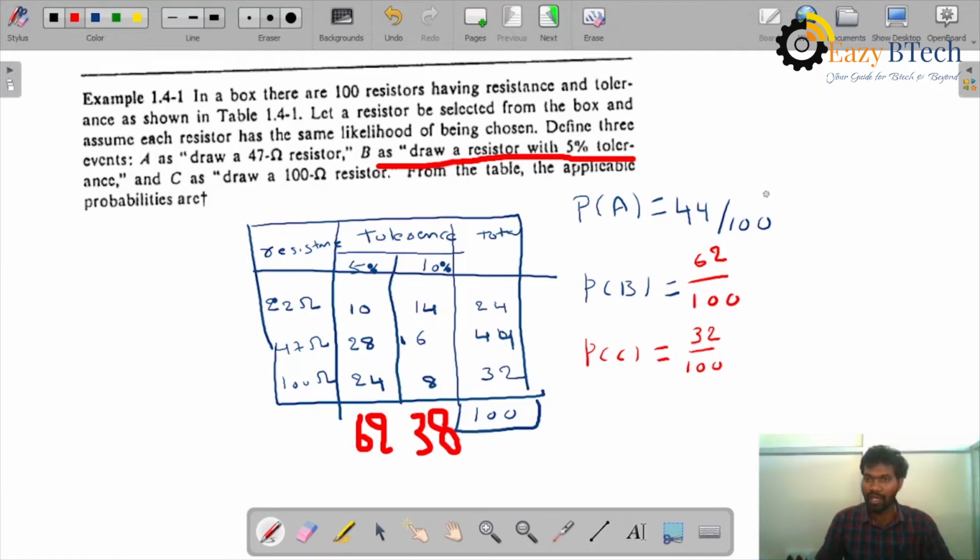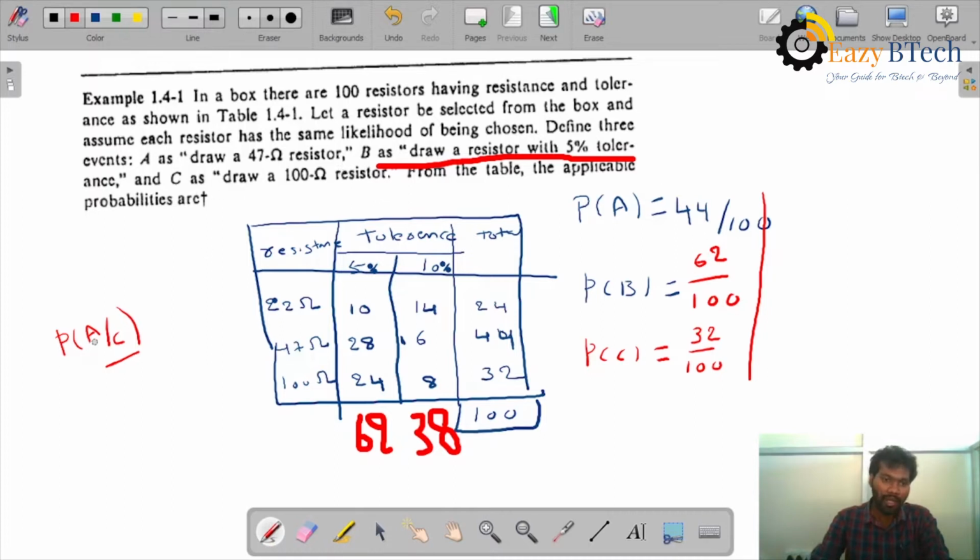Now I want to calculate the conditional probabilities. How will I define the conditional probabilities? Let's see here. Suppose I take P of A given C. A given C means you have to take A, which here means a 47 ohm resistor, and C means a 100 ohm resistor.